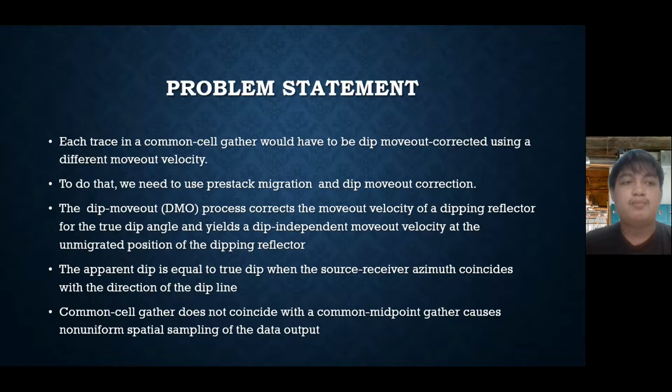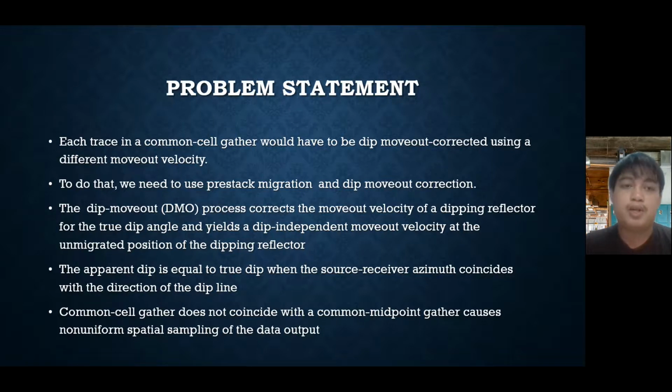The problem statement for this topic is that each trace in a common shot gather will have to be dip move out corrected using a different move-out velocity. To do that, we need to use pre-stack migration and dip move-out correction to get the new data. The DMO process will correct the move-out velocity of a dipping reflector for the true dip angle and yields a dip independent move-out velocity at the unmigrated position of the dipping reflector.